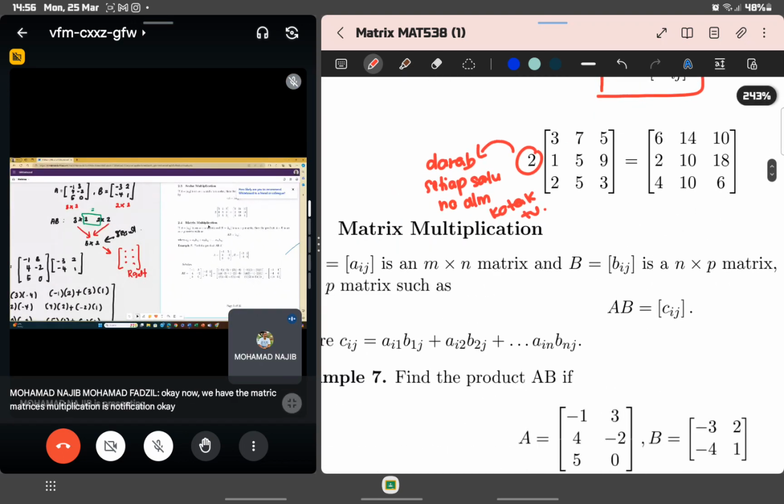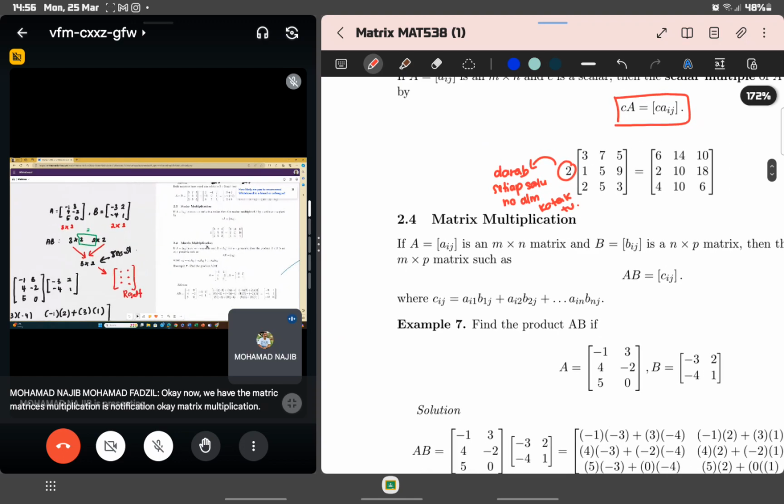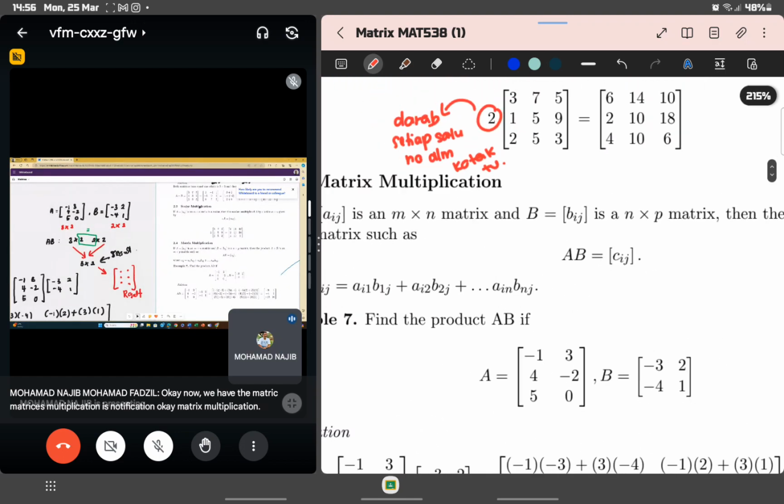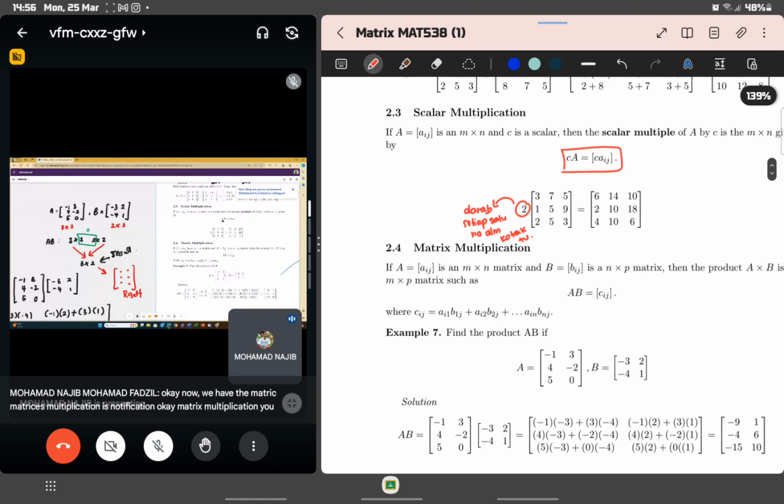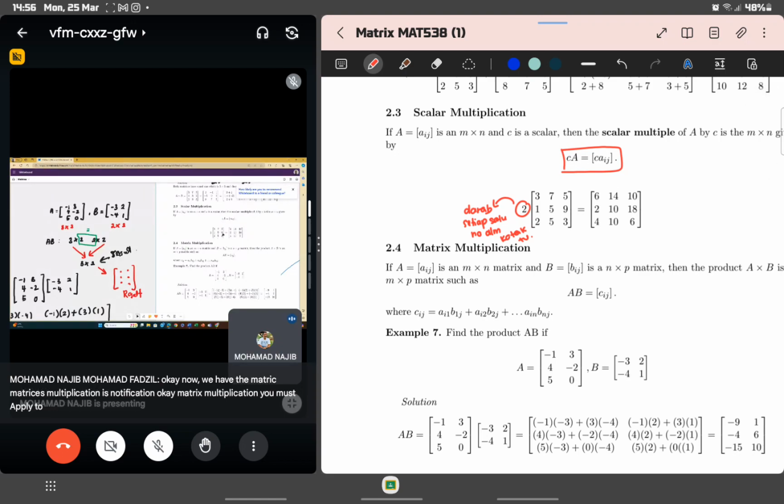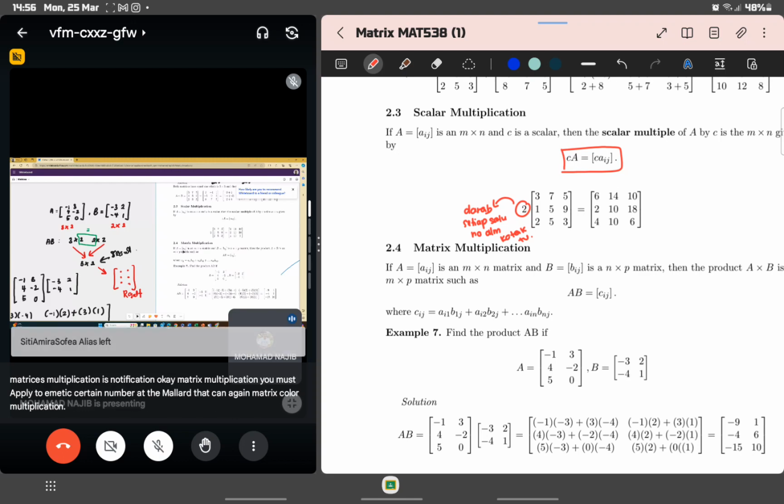Okay, now we have the matrix multiplication. Matrix multiplication ni hasil darab dua matrix. Apa beza dengan skala? Skala multiplication ni maksudnya dia ambil any skala multiply to a matrix, satu nombor biasa sahaja dan skala ataupun formula darabkan dengan matrix. Kalau matrix multiplication ni bermaksud matrix darab dengan matrix.